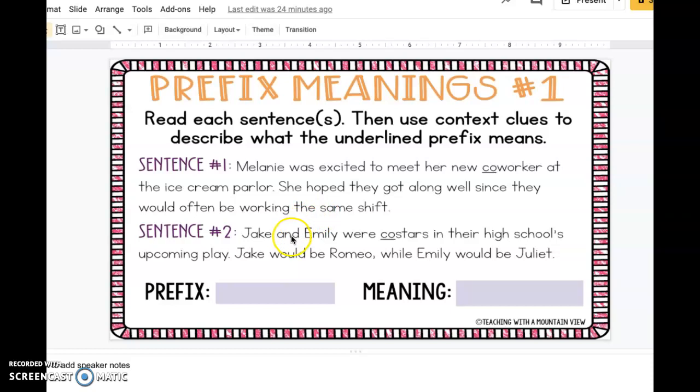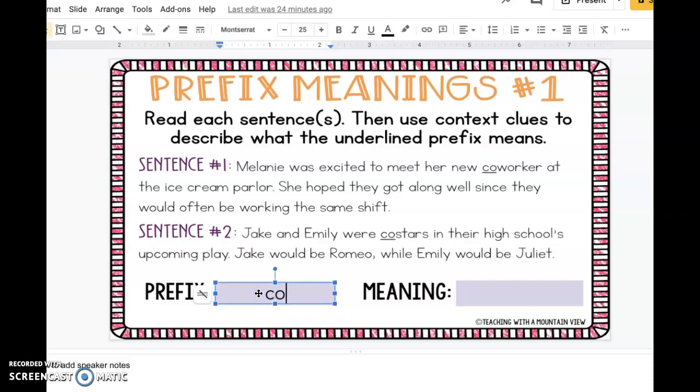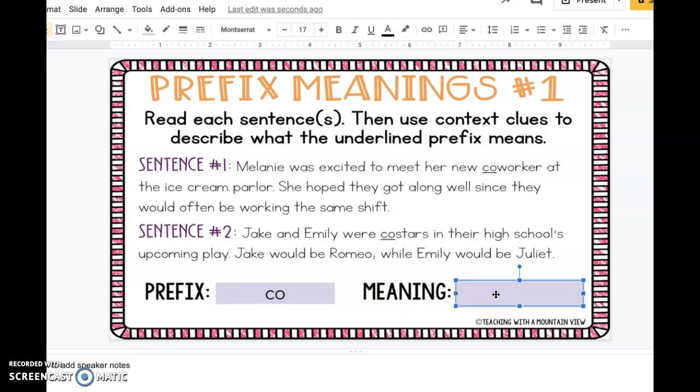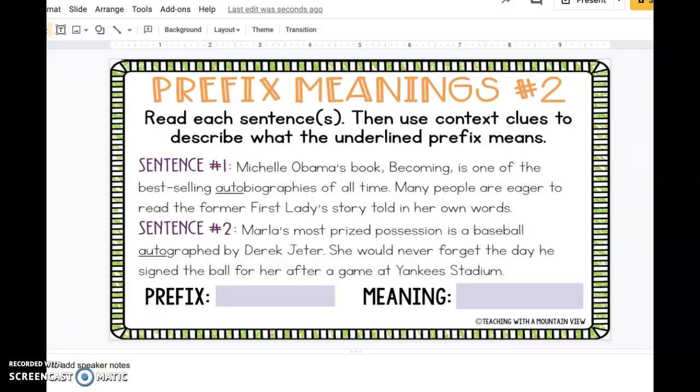Sentence 2. Jake and Emily were co-stars in their high school upcoming play. Jake would be Romeo, while Emily would be Juliet. So everybody can see the prefix, which is, you guessed it, co, and it's actually underlined. So what do you think the meaning of co means? Well, it means together. Co means together, like co-workers means they're together working, or co-stars, they're together starring in a show. Nice work.